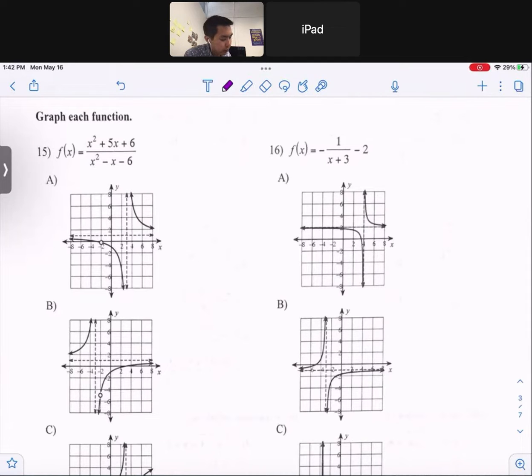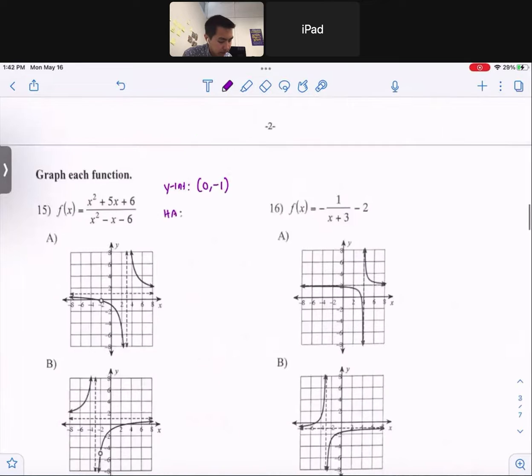Okay, so here are graphs, and when we graph rational functions, you guys, we have to find a lot of pieces of information, right? So first, when we see this, we first look for our y-intercept and our horizontal asymptote. When we find our y-intercept, this is where we set x equal to 0 and then solve. So if we set x equal to 0, all of these become 0 except these two, right? 6 divided by -6 is -1. So the y-intercept is (0, -1).